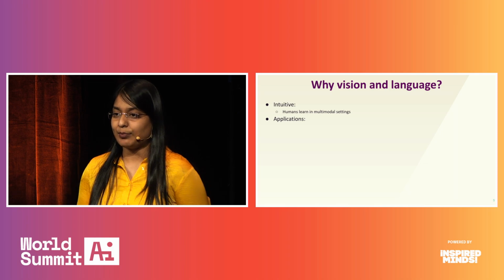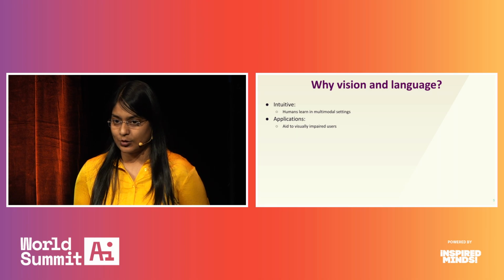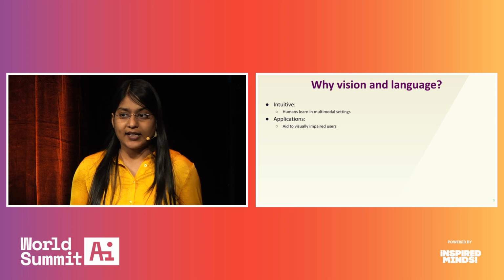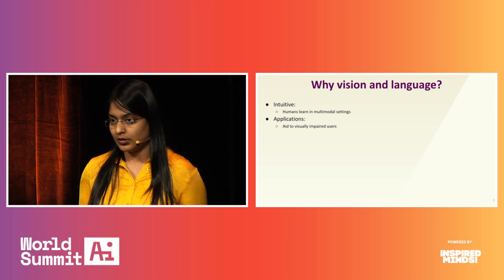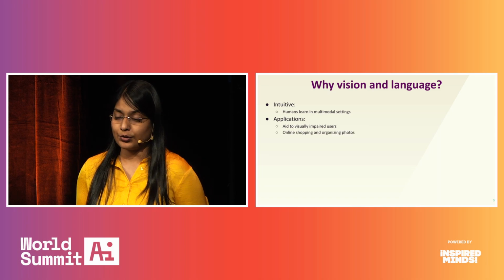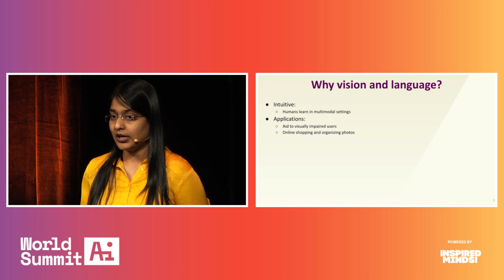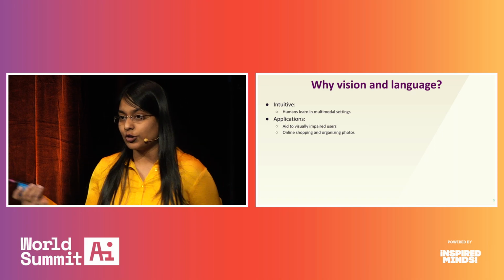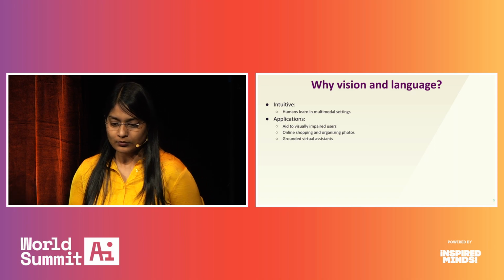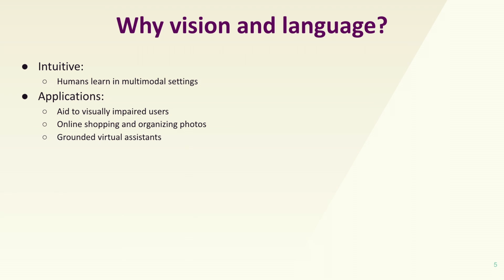Secondly, there are a lot of useful applications for these vision and language systems. For example, they can serve as an aid for visually impaired users, because they can ask questions such as, hey, can you tell me what temperature my oven is set to? That's just an example. They are also useful for online shopping and organizing photos, because with these agents we can ask free-form natural language queries. For example, can you find me a picture where I was wearing this yellow shirt in this conference? They can also serve as grounded virtual assistants. For example, imagine having Alexa, but Alexa with eyes. You can ask questions such as, hey Alexa, have you seen where I left my keys?